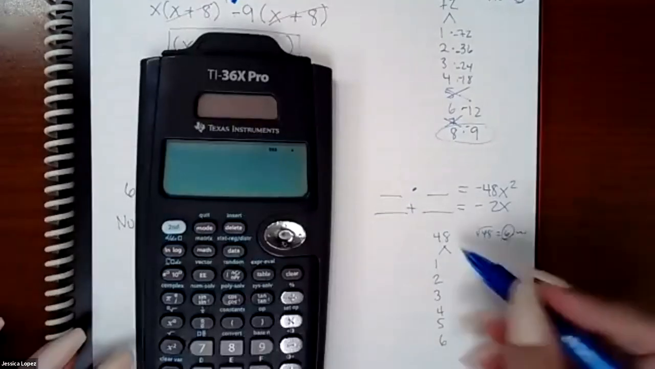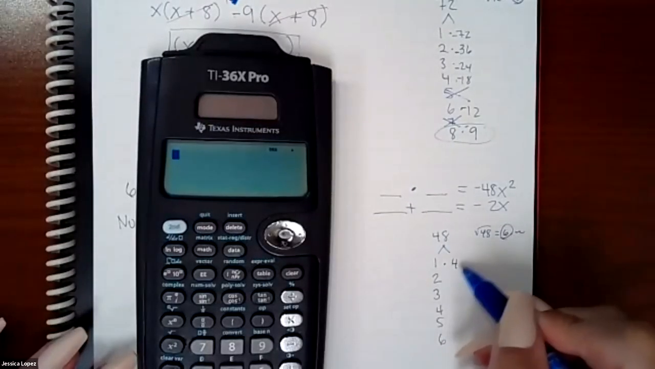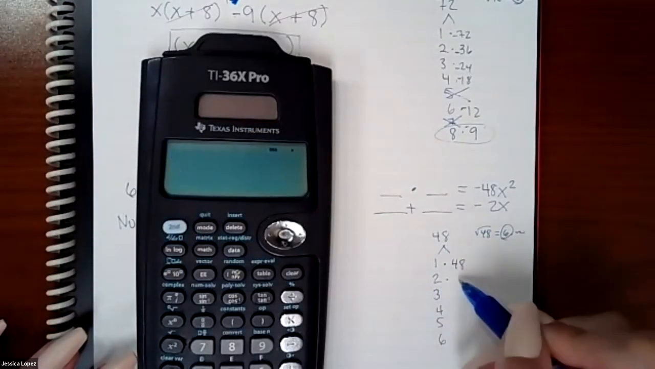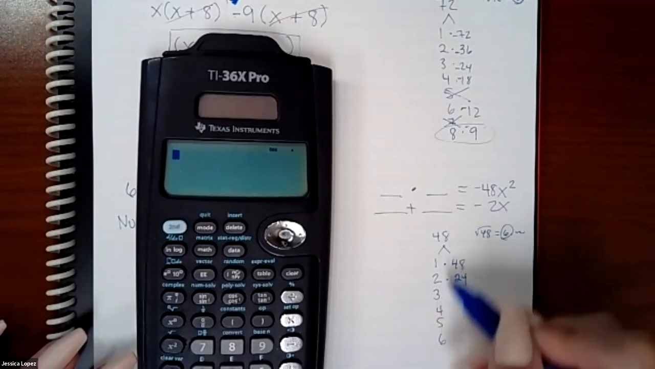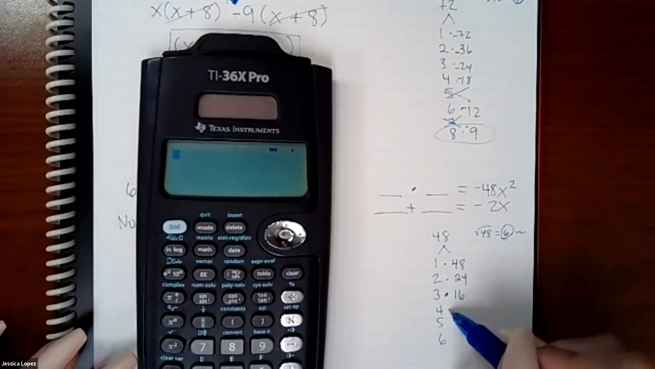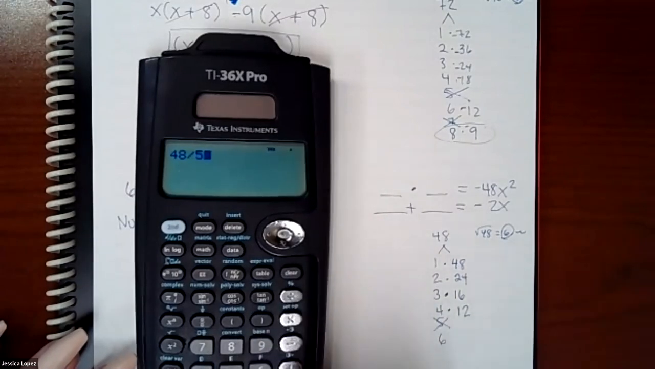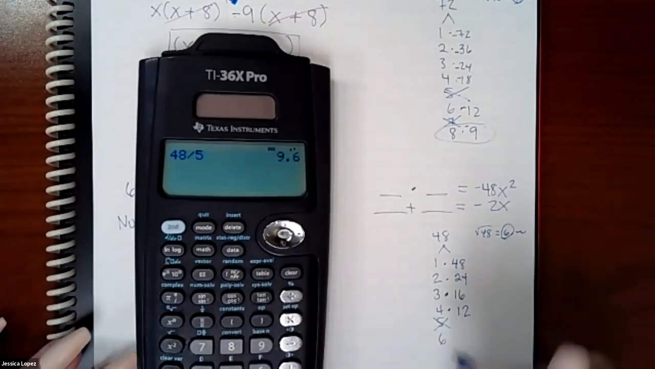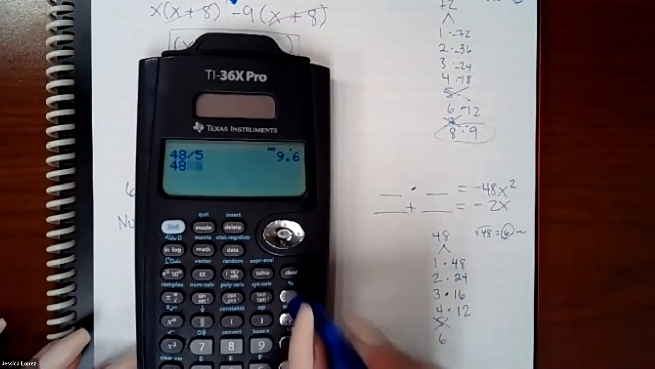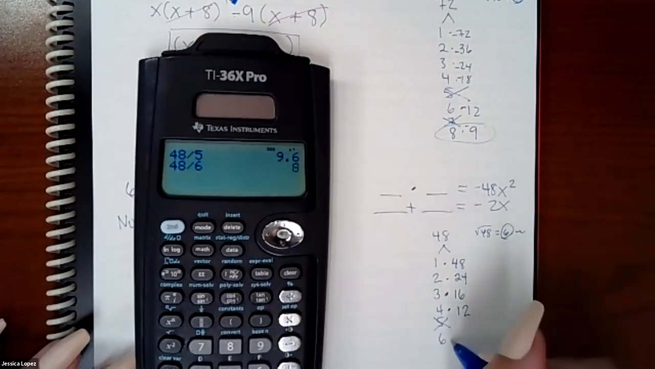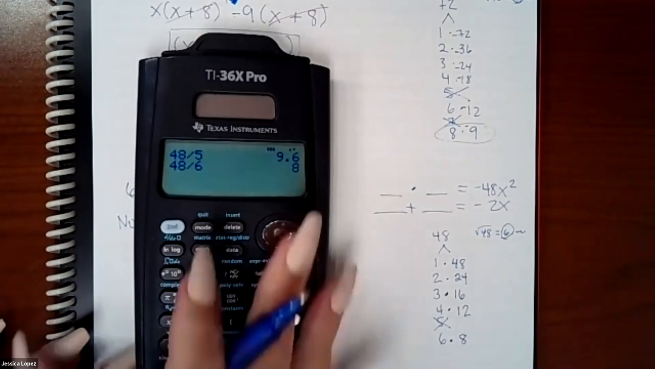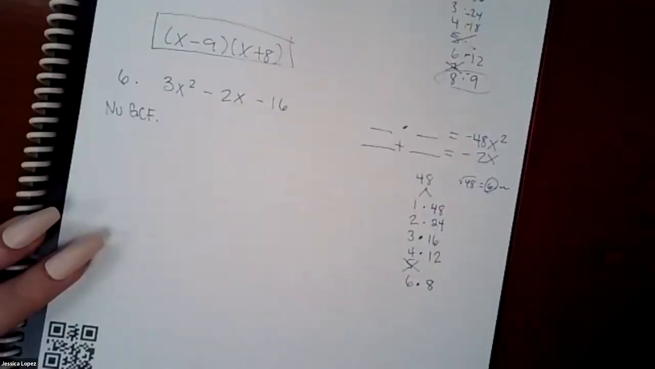Okay. So 48 divided by 1 is 48. 48 divided by 2 is 24. 48 divided by 3, now I know, is 16. 48 divided by 4 is 12. 48 cannot be divided by 5. When I try to do it, I get a decimal. And then 48, I think 6 is 8. Yeah, 6 times 8. Okay, so this is all the factors.